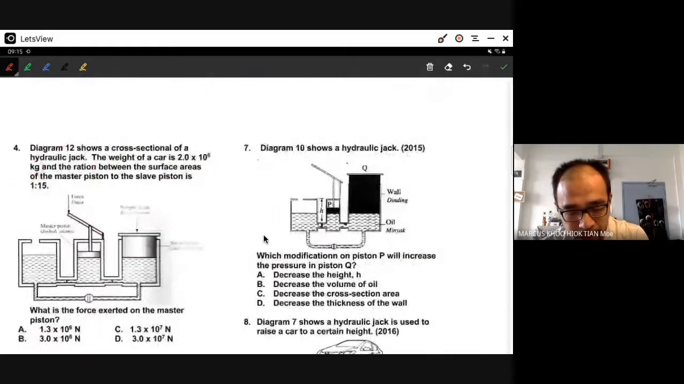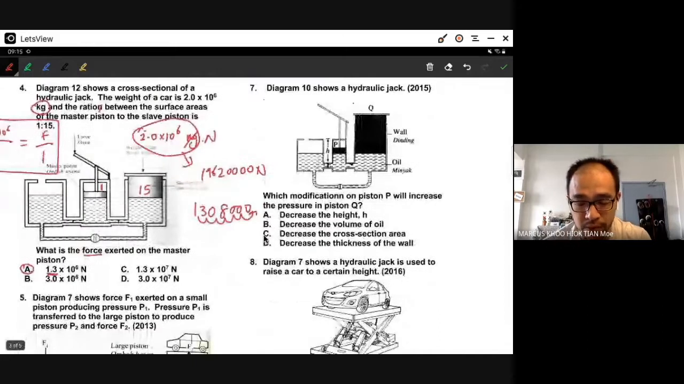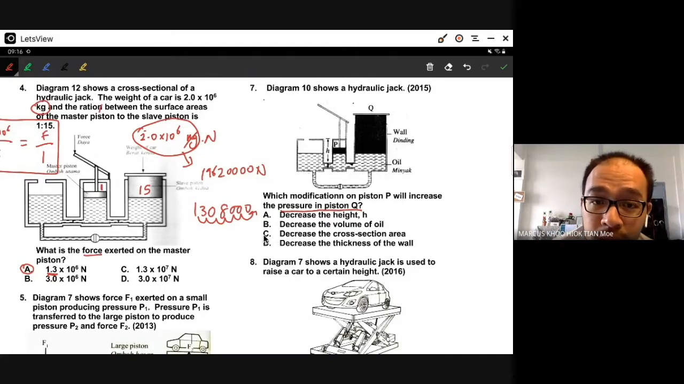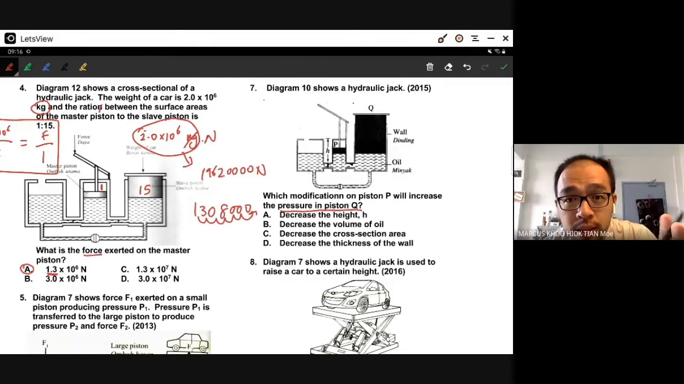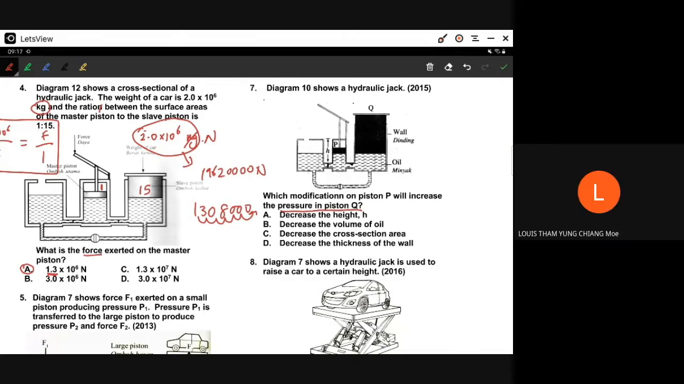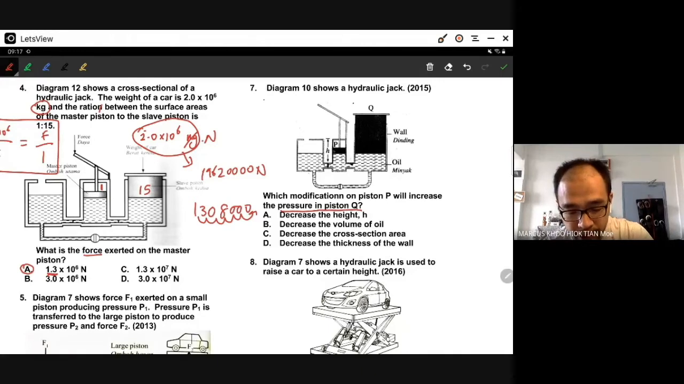Okay. Number 7, diagram 10 shows a hydraulic jack. Which modification will increase the pressure in piston Q? How do you increase the pressure in piston Q? Interesting. Let me see. Can we have Louis for this? Louis, what do you think? I think it's A. A, decrease the height H.